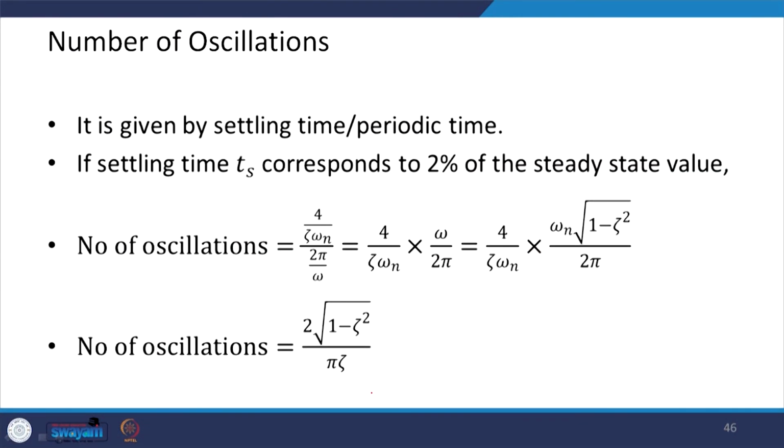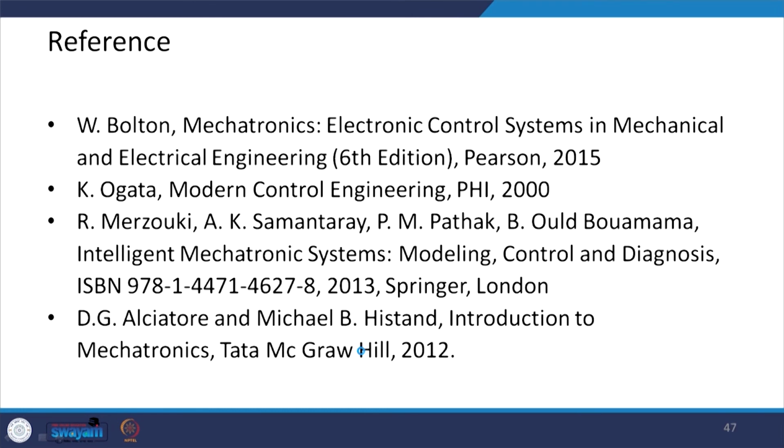Then another performance parameter is the number of oscillations, and this is given by the settling time divided by the periodic time. So, the 2% settling time divided by the periodic time, if I substitute it over here, this is how we get the expression for the number of oscillations, which is again a function of the damping ratio. These are the further references you can look at if you want to read further.